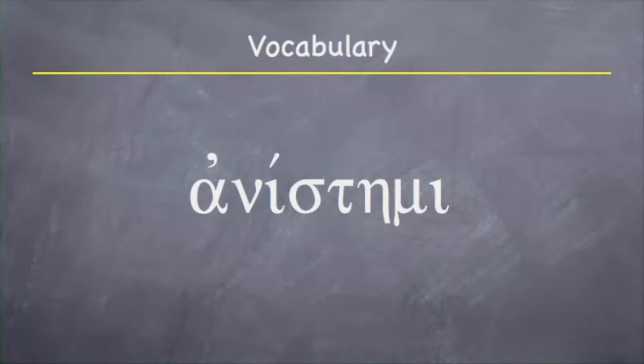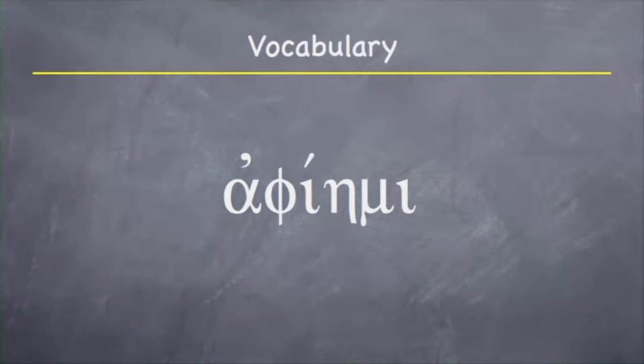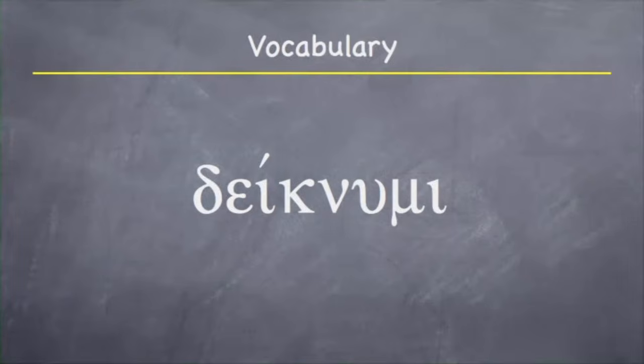Anistemi. As an intransitive verb, I rise, get up. As a transitive verb, I raise. Anoigo. I open. Afiemi. I let go, leave, permit, forgive. Deiknumi. I show, explain.